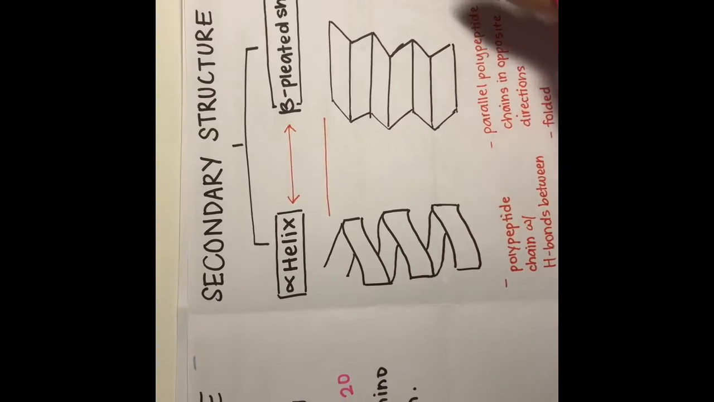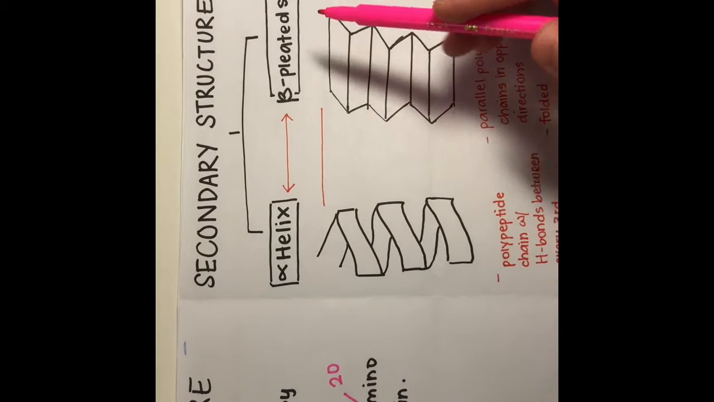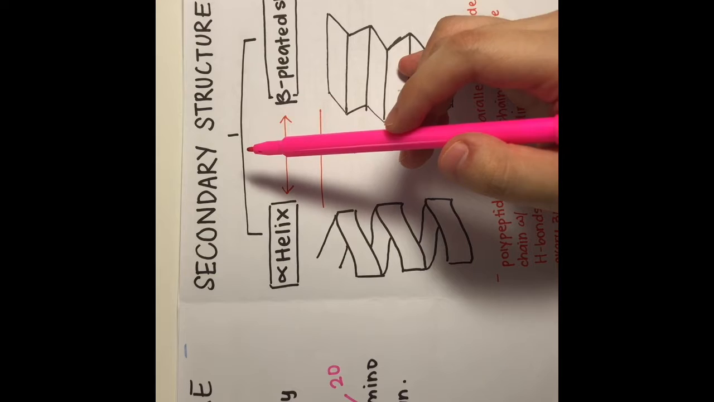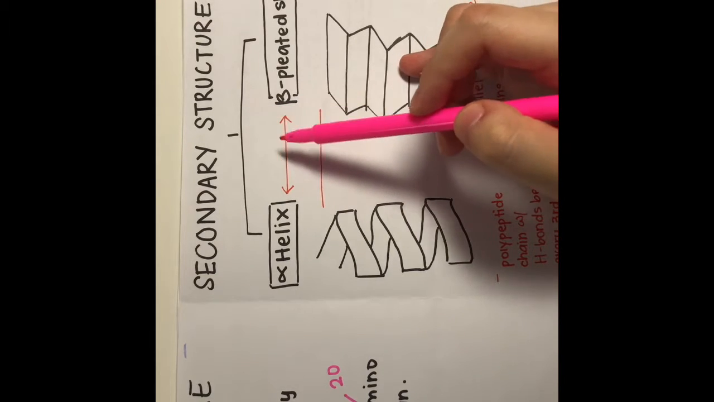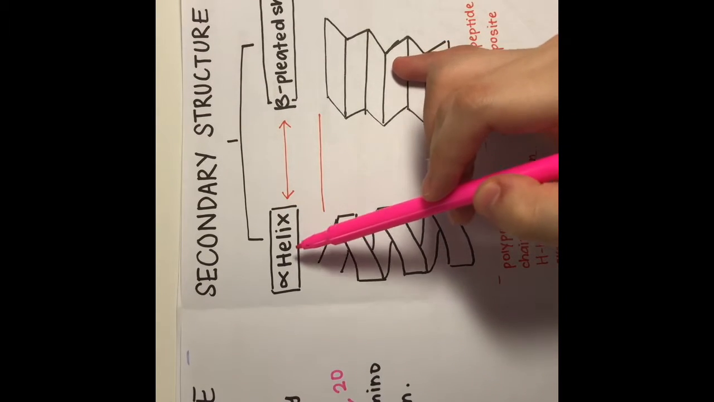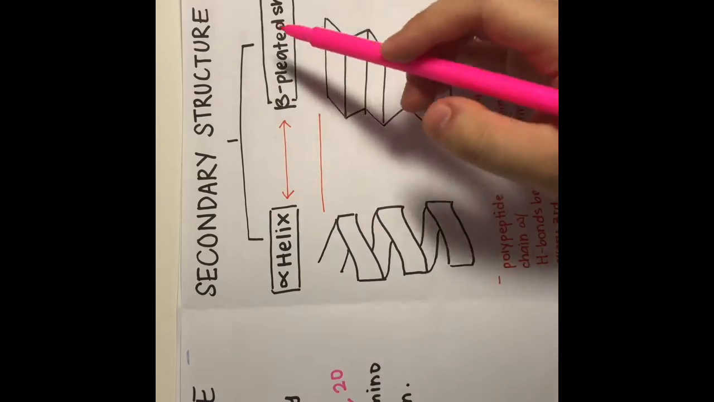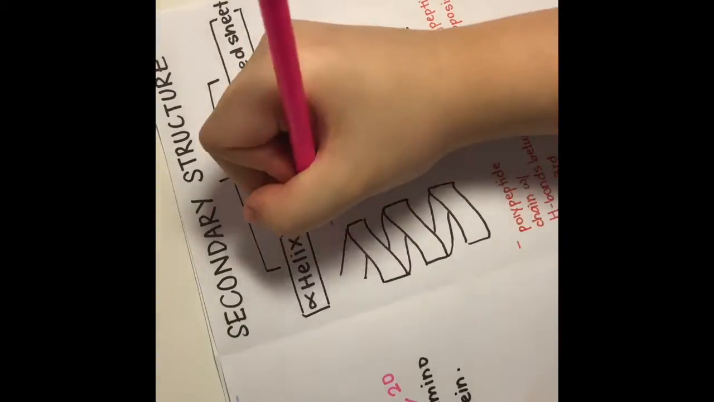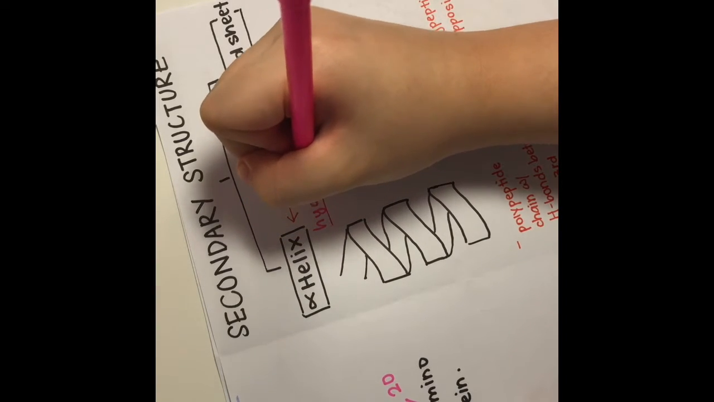Next, for secondary structure, this is basically the primary structure being either coiled or folded into 2 secondary structures, either alpha helix or beta pleated sheet. And these 2 structures have something in common, which is hydrogen bonds.